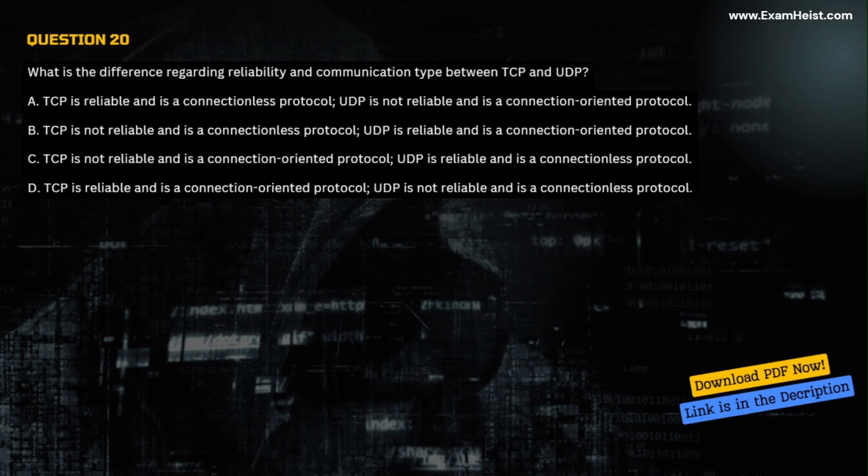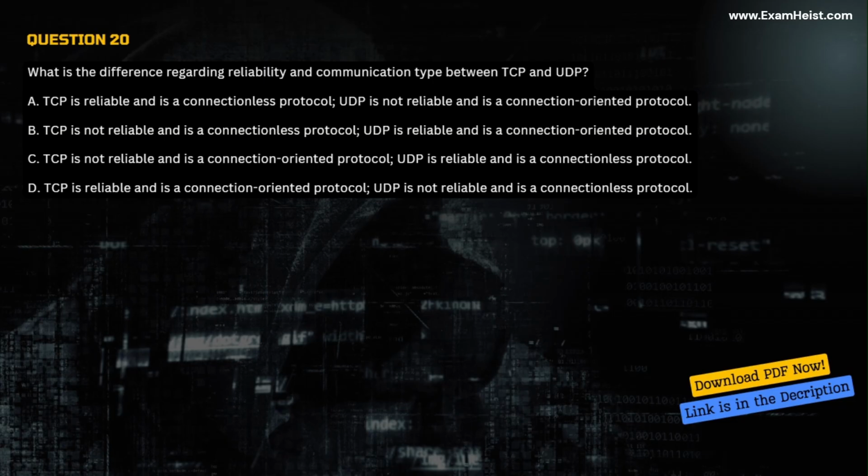Question 20. What is the difference regarding reliability and communication type between TCP and UDP? A. TCP is reliable and is a connectionless protocol. UDP is not reliable and is a connection-oriented protocol. B. TCP is not reliable and is a connectionless protocol. UDP is reliable and is a connection-oriented protocol. C. TCP is not reliable and is a connection-oriented protocol. UDP is reliable and is a connectionless protocol.